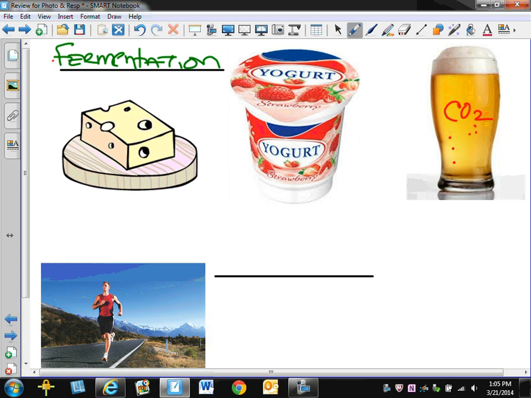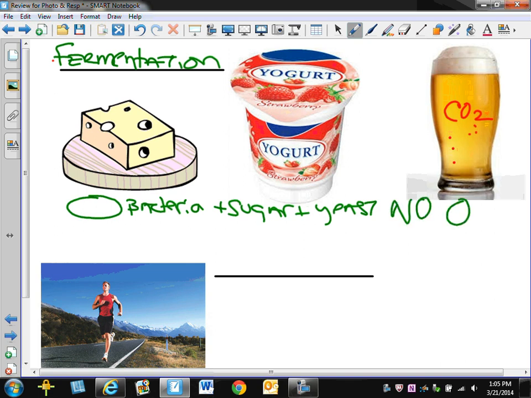Okay, we need a little bacteria. We need some sugar. And we need some yeast. And what we don't need is air. No air. No O2. Fermentation happens in an anaerobic state. No oxygen. Okay? There's two types. There's fermentation, yum.